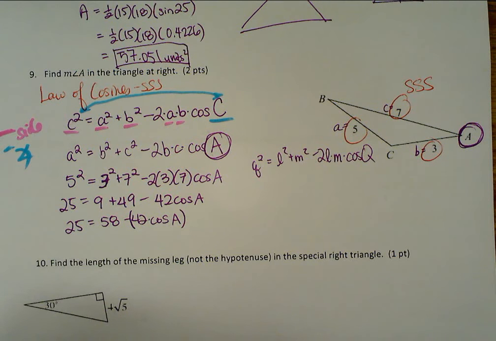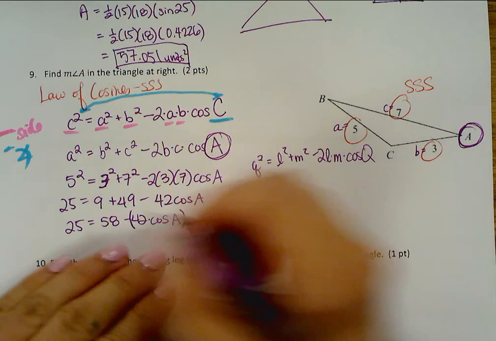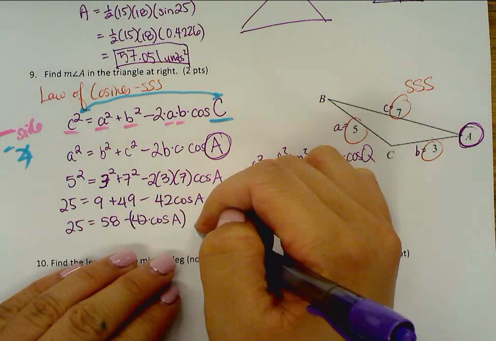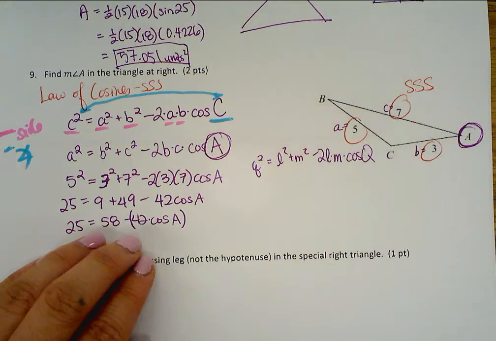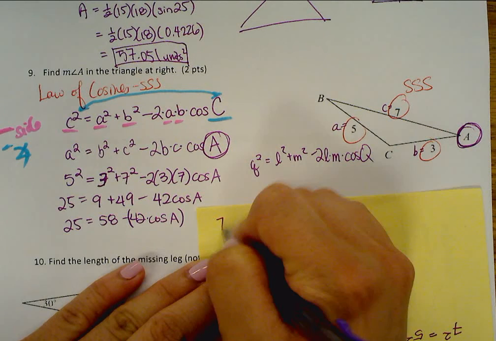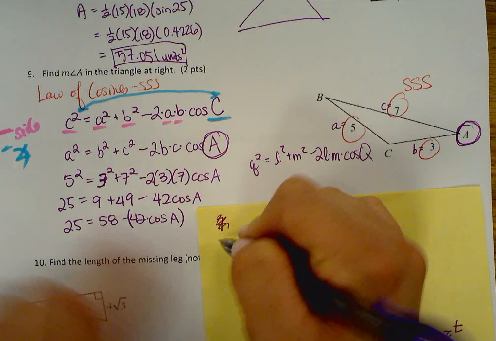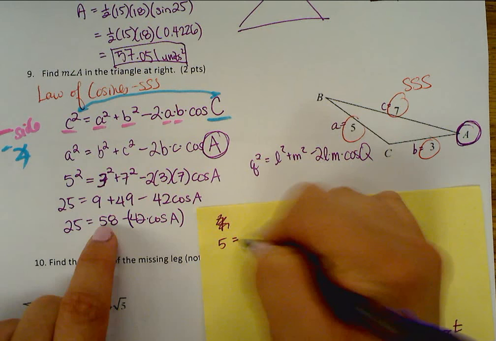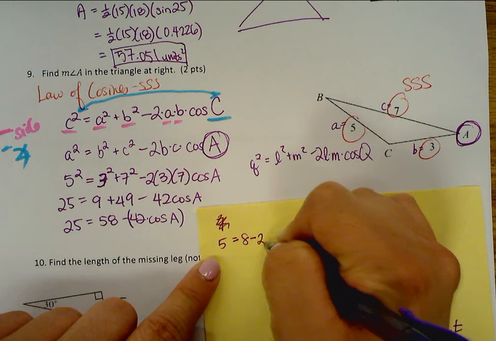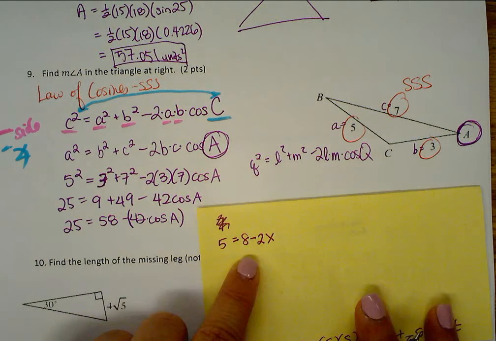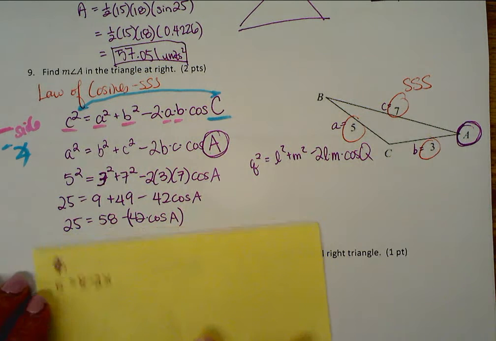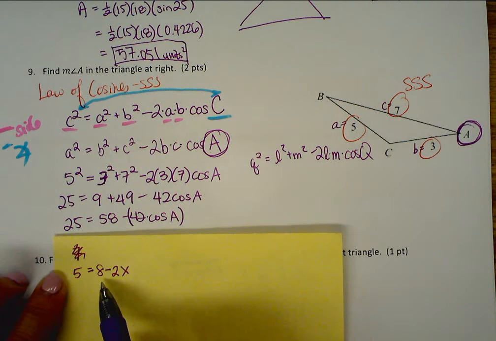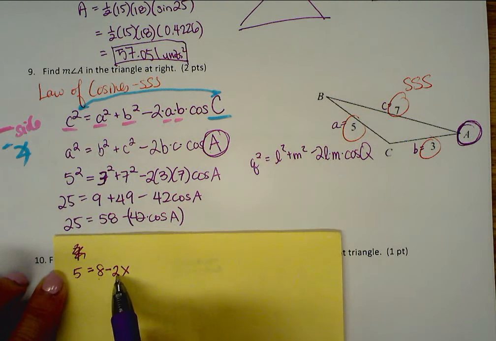When you don't know what to do because it looks scary, just make it into simpler numbers. Can you just imagine in the world when things were easy? If instead of 25, if it was 5 equals 8 minus 2x, what would you do first? Okay, do you guys see how I just compared that? You would subtract 8 first. You wouldn't do 8 minus 2, right? Would you divide by 2? No, you would subtract 8 first. So let's subtract 58.